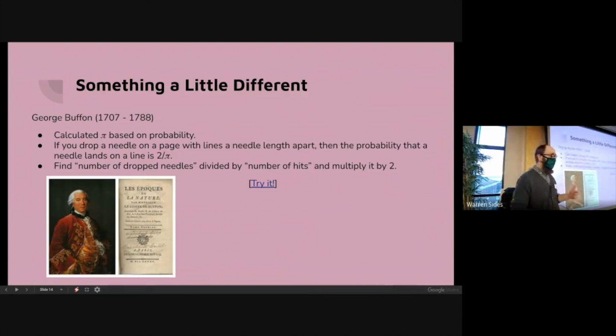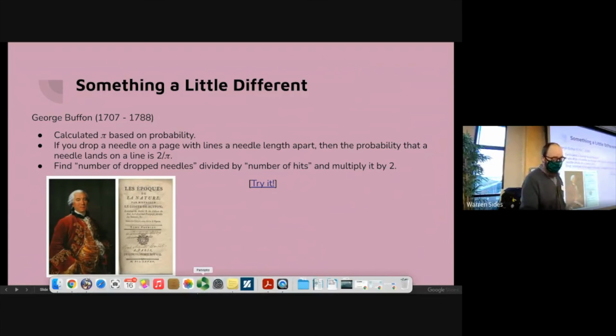So really, if you want a simulation, just drop a bunch of needles onto a thing and do the calculation yourself, right? What you'll do is figure out how many you dropped, divide that by how many actually hit, multiply it by 2, there's pi. Close enough. Maybe. Let's find out.